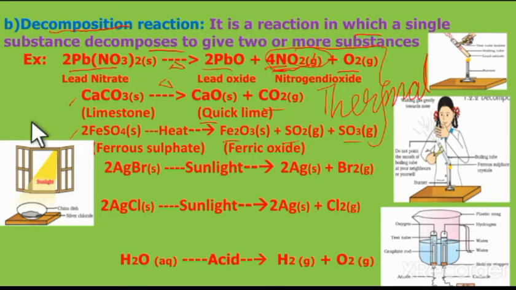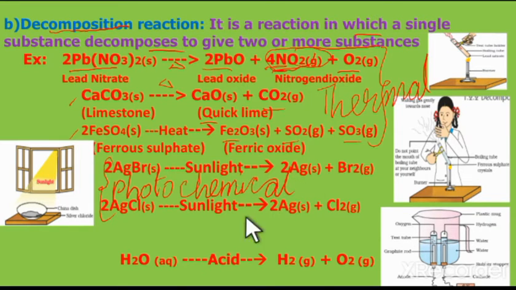And another type of decomposition reaction is photochemical decomposition reaction. Photochemical decomposition reactions are decomposition reactions which utilize sunlight for the decomposition of a substance. So those come under the photochemical decomposition reactions. When silver bromide is exposed to sunlight, it gives silver plus bromine gas.